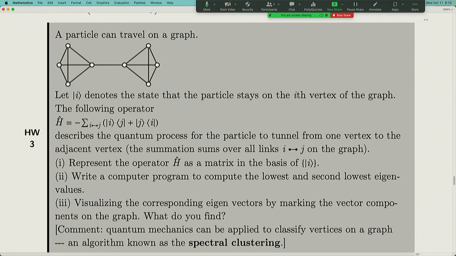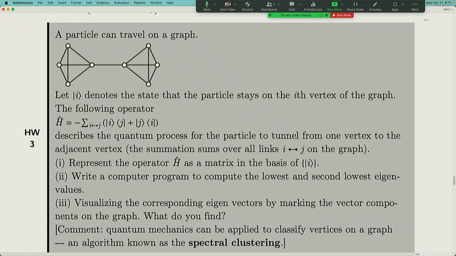So let's take a look at homework 3 and what it is about. It says that suppose there's a particle that can travel on a graph, which means that you can see there are 8 different points on the graph, connected by lines. A particle is like a single dot. It can jump from one point to another point, and then to other points. It can jump or hop or travel on the graph. So that is the ket |i⟩ state.